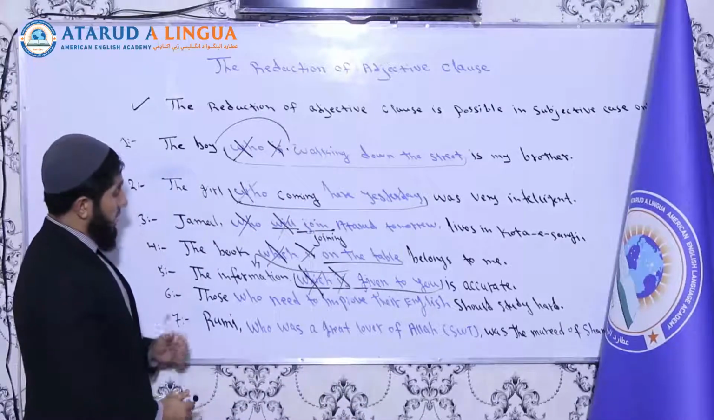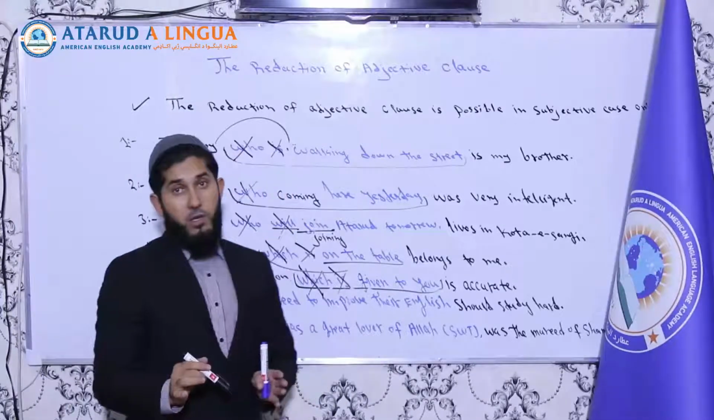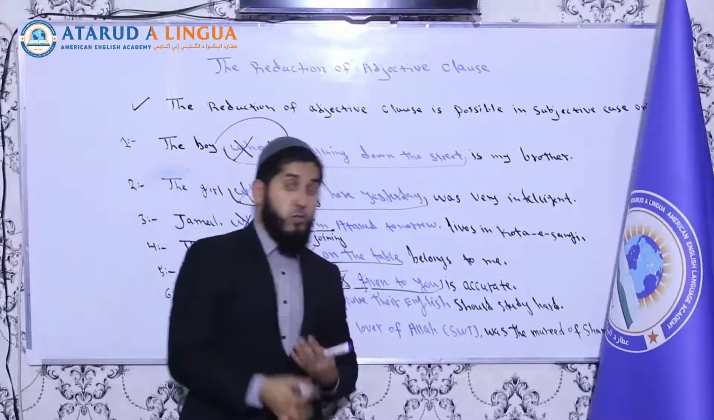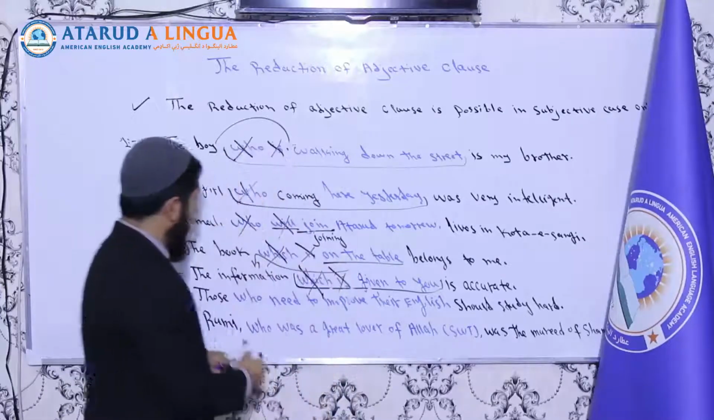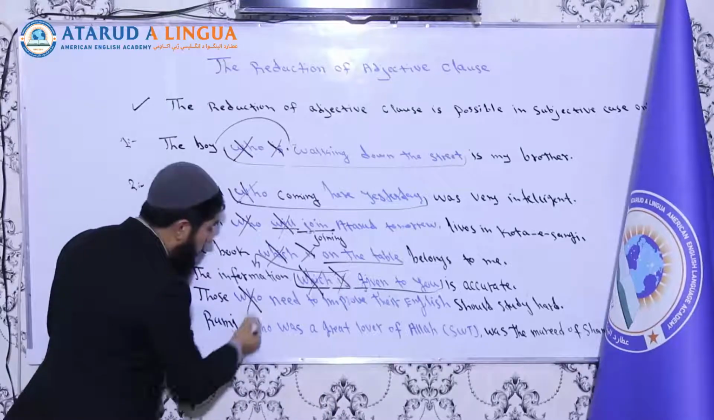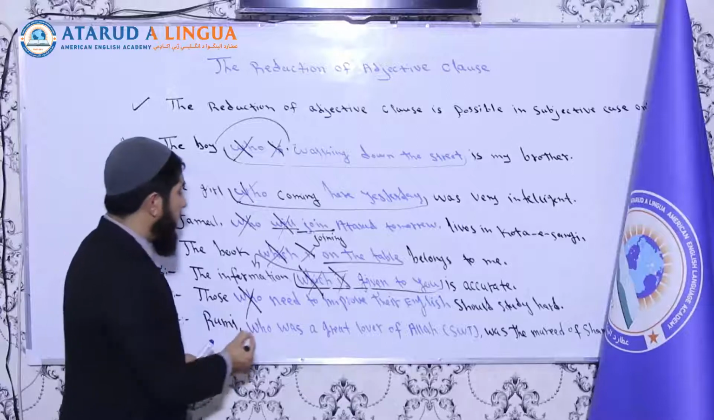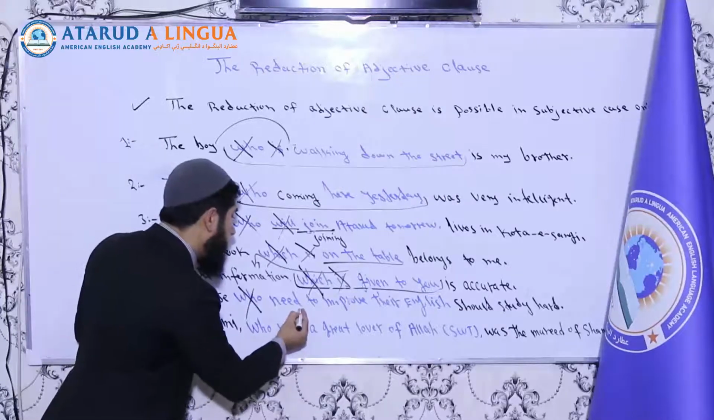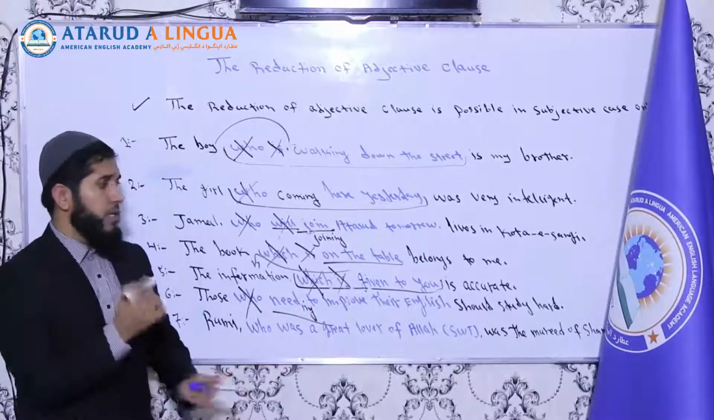So look at this example. Those who need to improve their English should study hard. Those who want to improve their English should study hard, okay? You can bring different verbs. What do you do here? You remove the relative pronoun and you change the verb to ing form. Those needing to improve their English should study hard.